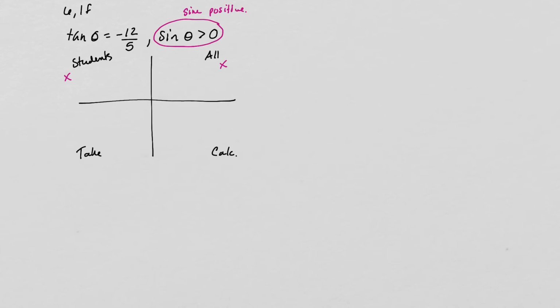The tangent is negative. So the tangent is negative in quadrant 2, and it's also negative in quadrant 4. So we're looking for the place that both of these things happen. So both of these 2 things happen in quadrant 2. So in quadrant 2, the tangent is negative, but the sine is positive, which means my angle theta is ending up here in quadrant 2.